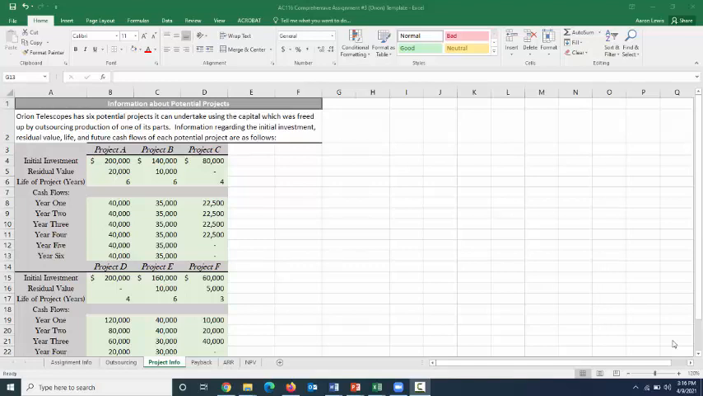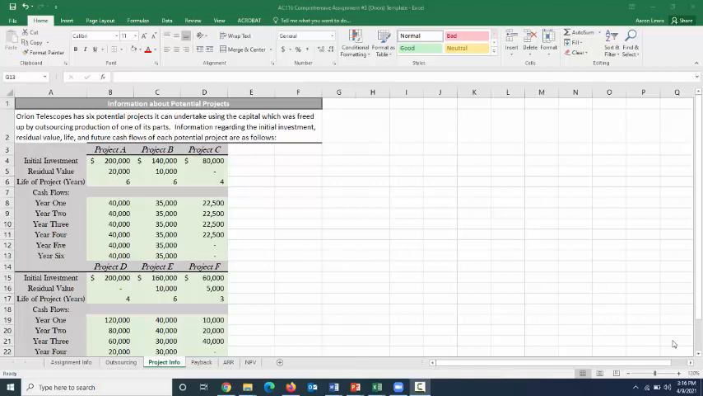Now that we've determined that Orion Telescopes can free up $200,000 of available capital by outsourcing production of one of their components of production, we need to figure out what they can do with that newly freed up capital. And they have 6 potential projects that they can undertake with the capital they freed up from outsourcing production.